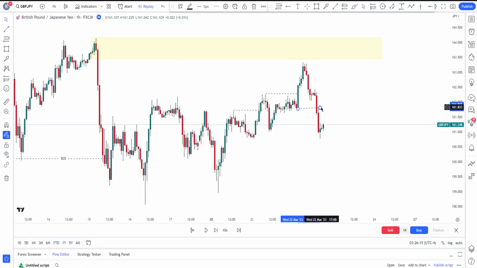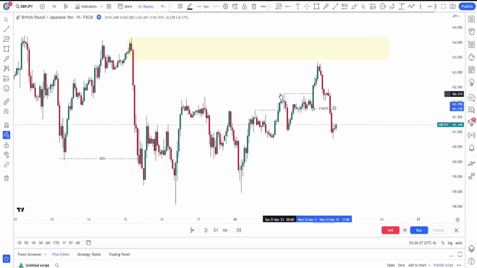Does this look like some of the models we have sketched there? Exactly, it looks like some of the models we have sketched there. This is a shift in market structure. Okay, so look at what happened. Price takes liquidity above here, crashed into this area. This is the last higher low that was formed at this point. So this is a shift in market structure.